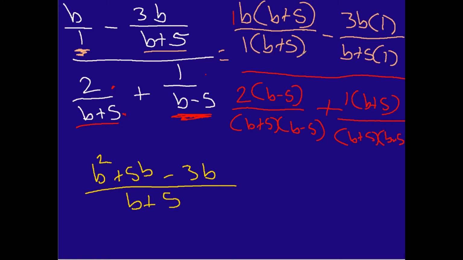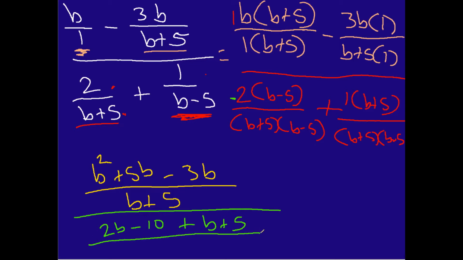That's what we have here, because now we have the same denominator. That's what we're having here. And now all this over this nightmare right here. So we're doing this part right here. 2 times b is going to be 2b. 2 times negative 5 is going to be minus 10. And then that's going to be plus b, because 1 times b is b, plus 5. All that, I hope you can see this. And then we still have here at the bottom b plus 5, b minus 5.